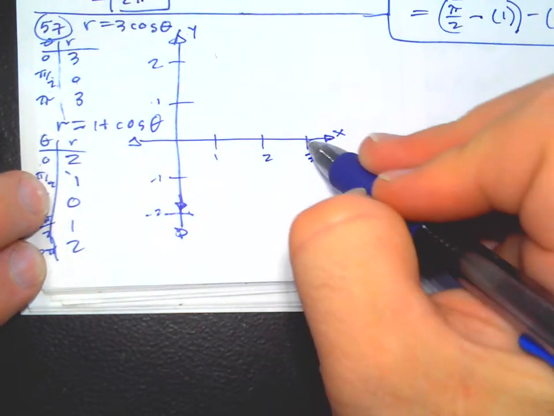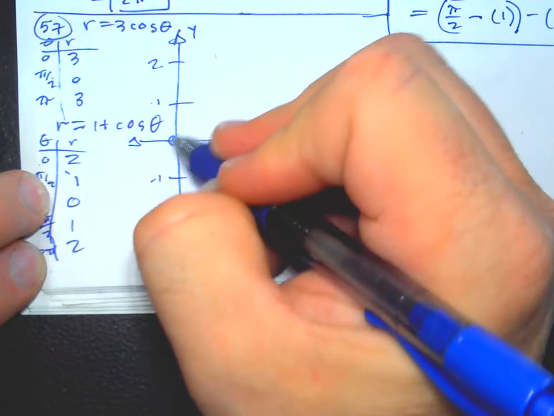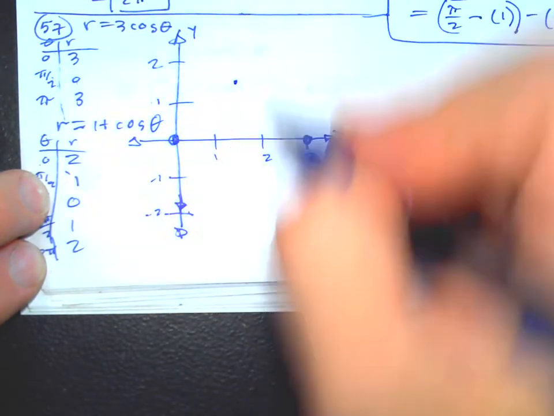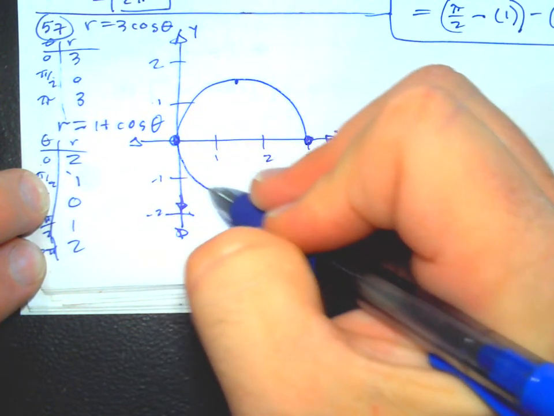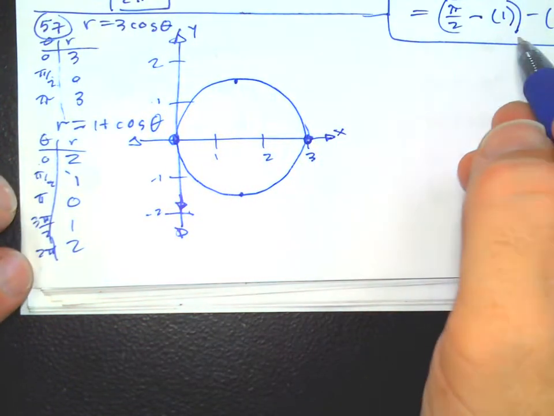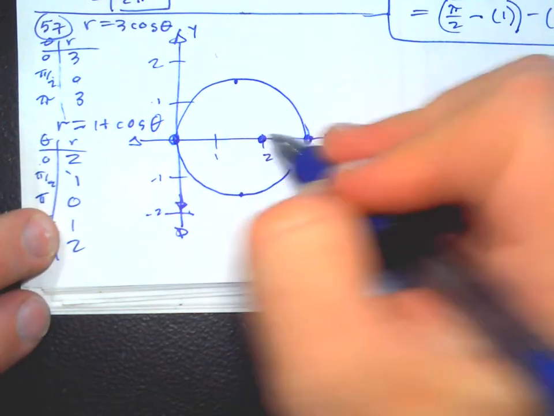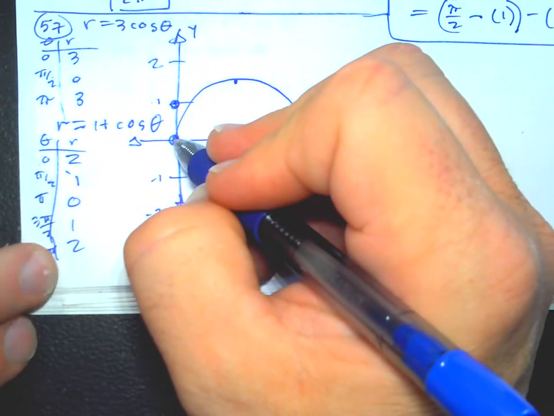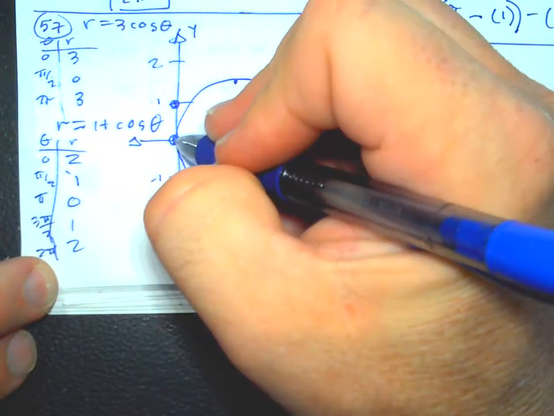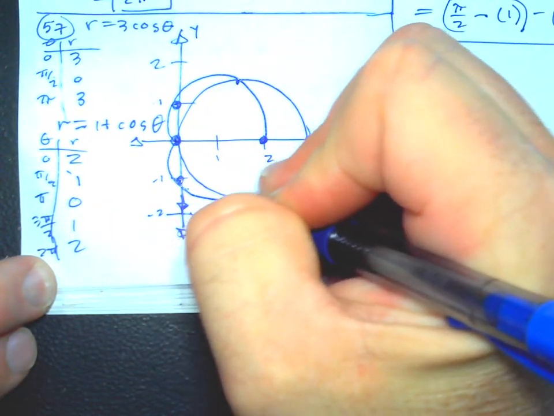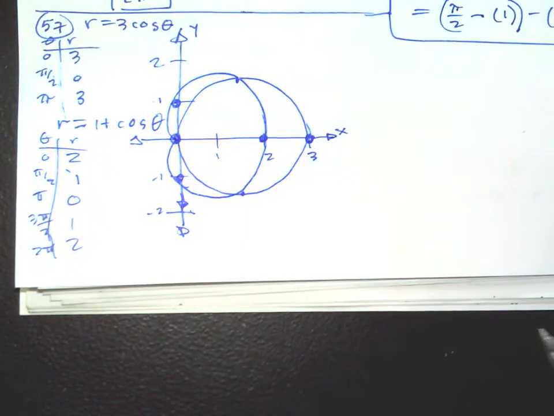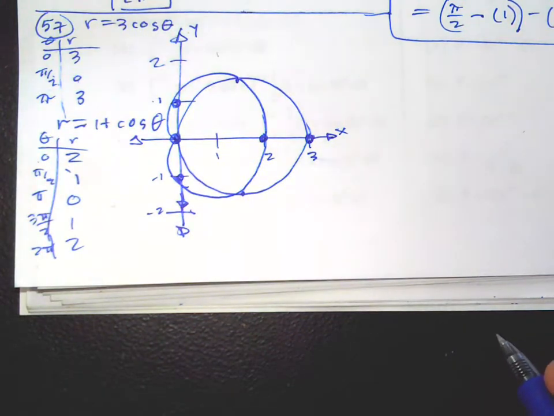So the circle goes 0, 3, back to here. So its radius is 1.5. So that's what the circle looks like. The cardioid goes 0, 2, pi over 2, 1, pi, 0, 3 pi over 2, 1. So this is the cardioid. Okay. And we want the area that's inside the circle, outside the cardioid.